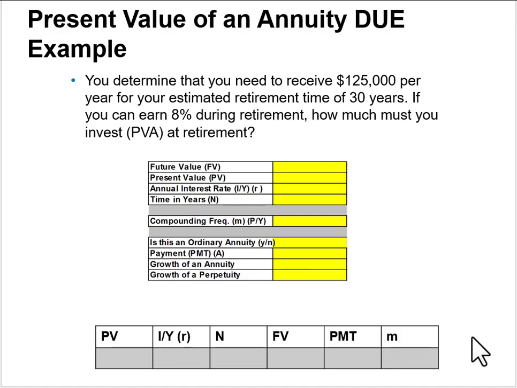Again, in this example, you're going to get $125,000 a year for 30 years if you can earn 8% during retirement. Again, how much do you need to invest at retirement to receive this cash flow stream? Again, just as I've mentioned before, the solutions are in the notes.